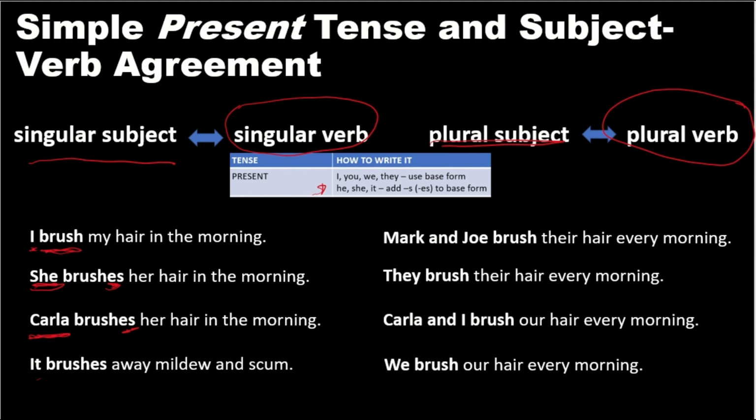And so the simple present tense is going to be common when you're writing your extended writing response, that essay. So you want to make sure that you know the rule, and it's going to be the rule for all of the tenses.